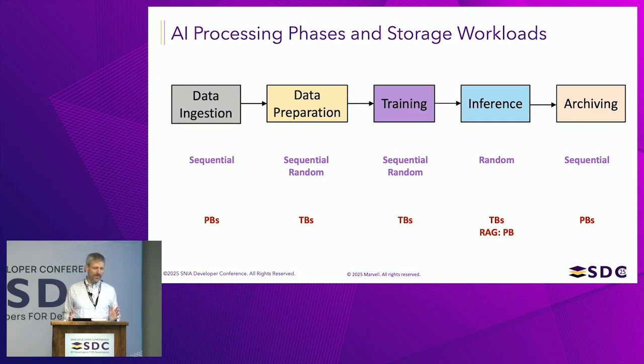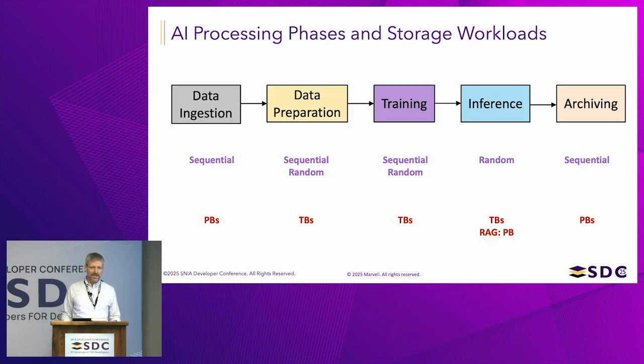So here is a very simplistic view. First of all, data is being collected, then it needs to be ingested into this pipeline. Here we are talking about petabytes of data, mostly sequential accesses. Data then needs to be prepared for training, so it needs to be pruned and vectorized. Here we are talking about terabytes of data, potentially even more. Accesses are sequential and random. Then during the training phase, the access patterns are highly random, but there are also sequential accesses in terms of checkpointing data, saving the model state.